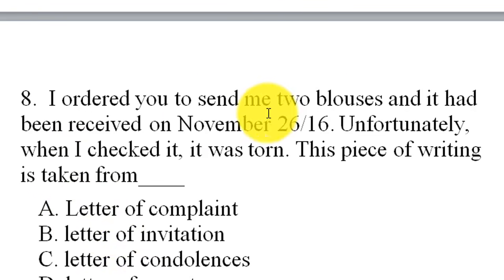because "I ordered you to send me 2 blouses and they had been received; unfortunately, when I checked, it was torn." It is a way of complaining: he bought jackets from a person, but when he checked the jacket, it was torn. So that's a letter of complaint. Making a complaint is one type of formal letter. You first state how you bought it, when you bought it, and when it arrived, and after informing them, you politely make the complaint. This is a letter of complaint.